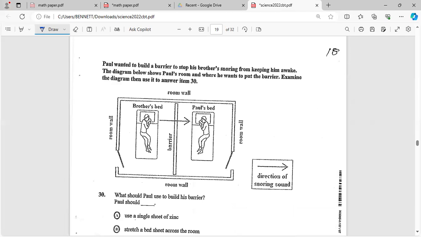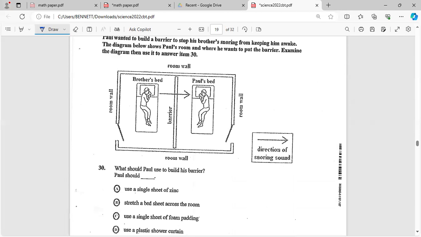A, use a single sheet of zinc. B, stretch a bed sheet across the room. Or C, use a single sheet of foam padding. Or D, use a plastic shower curtain. And for number 30, the answer is use a single sheet of foam padding.